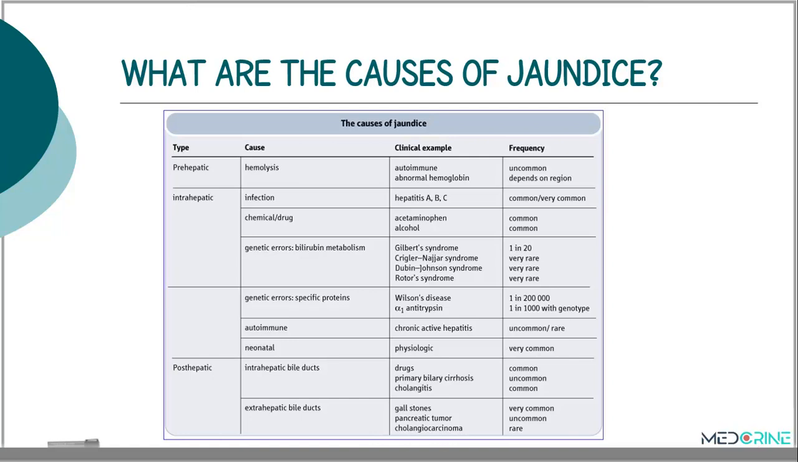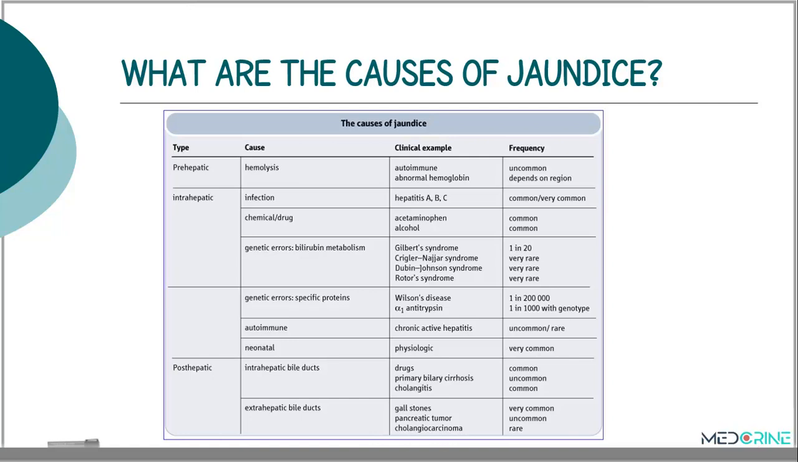One of the common causes of prehepatic jaundice is haemolysis of the red blood cells, and this occurs in conditions, for example, autoimmune conditions of the blood or abnormal hemoglobin. And in intrahepatic causes, or causes within the liver, we have infection, for example, hepatitis A, B, or C infection. Drugs, for example, acetaminophen or alcohol, cause liver injury, impairing its ability to conjugate the produced bilirubin.